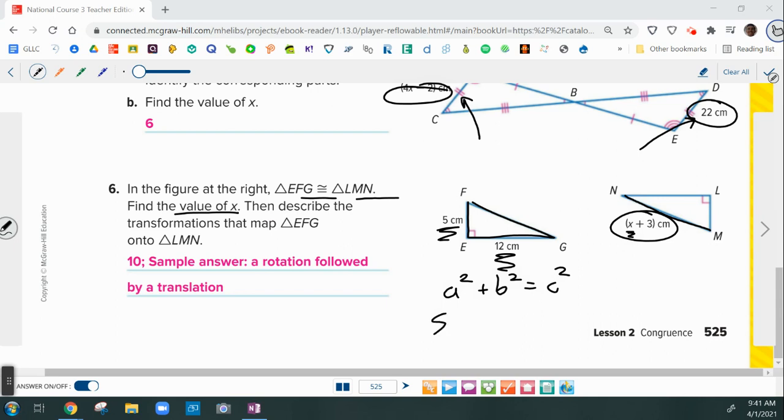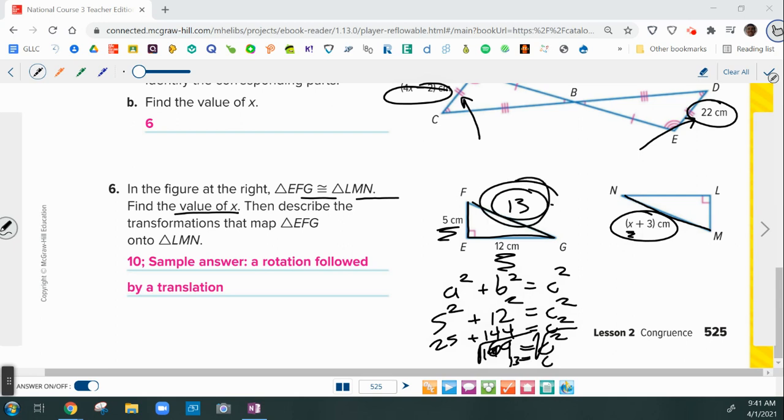All right, so we're going to plug in 5 squared plus 12 squared equals c squared. That gives us 25 plus 144 equals c squared. That gives us 169 equals c squared. We square root both sides, and we get c equals 13. So now we know that that's 13.